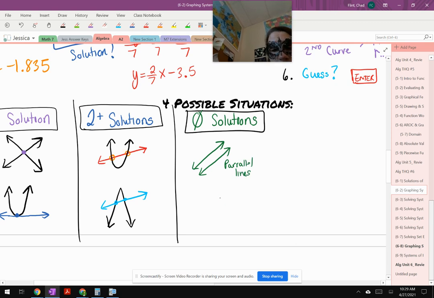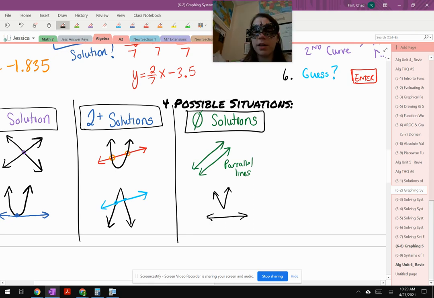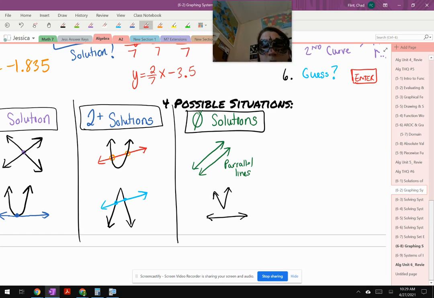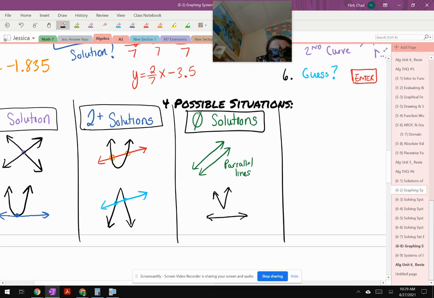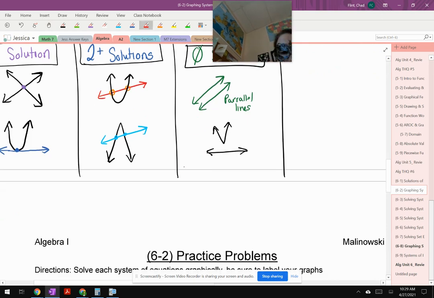Or a situation where the graphs just straight up don't intersect with each other. Let me get a different color there. So I could have an absolute value going upwards and then a line underneath it that never intersects. These both have 0 solutions because they don't intersect. No intersection.